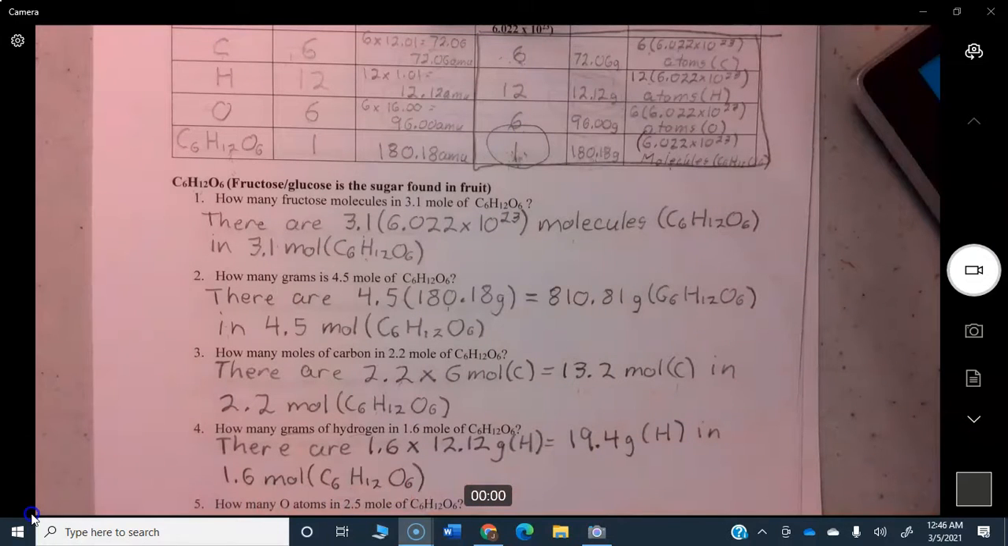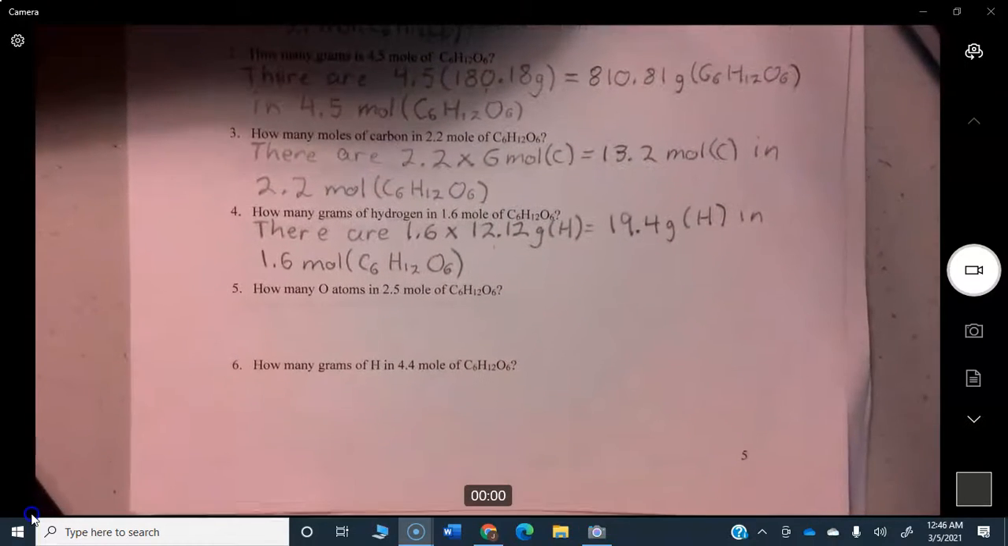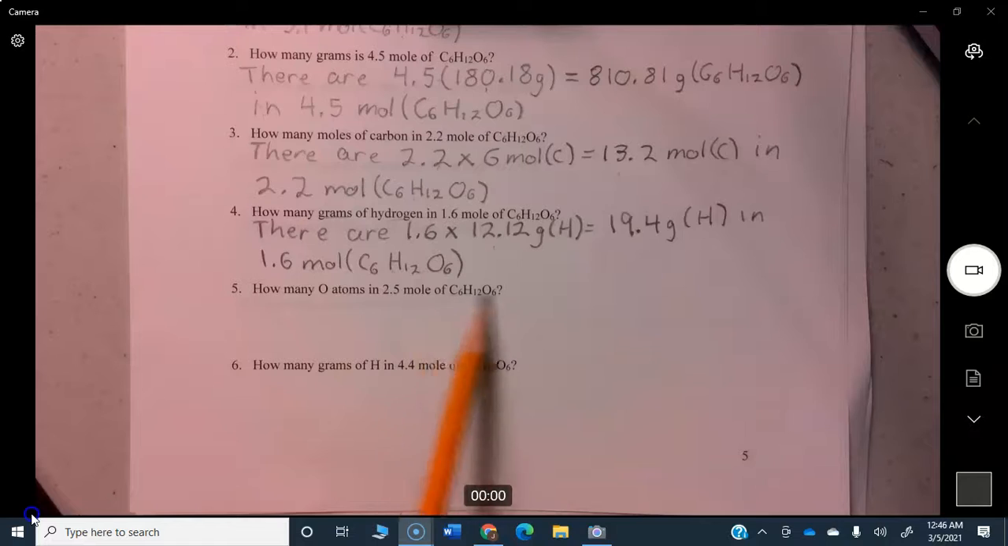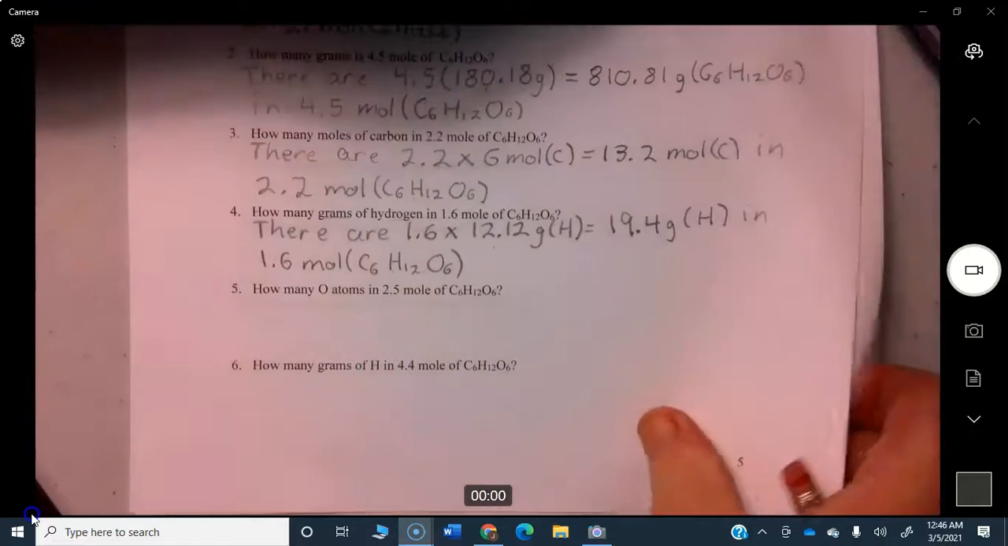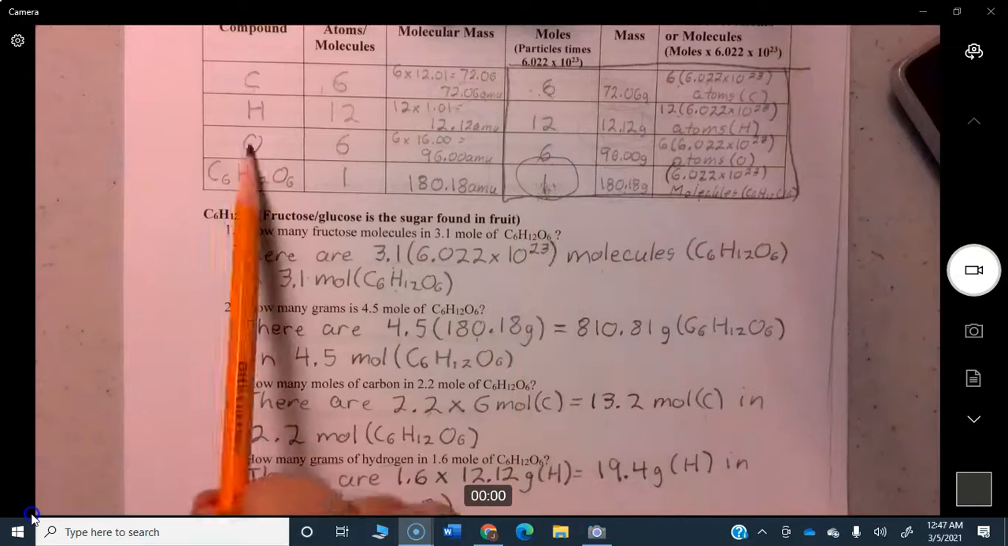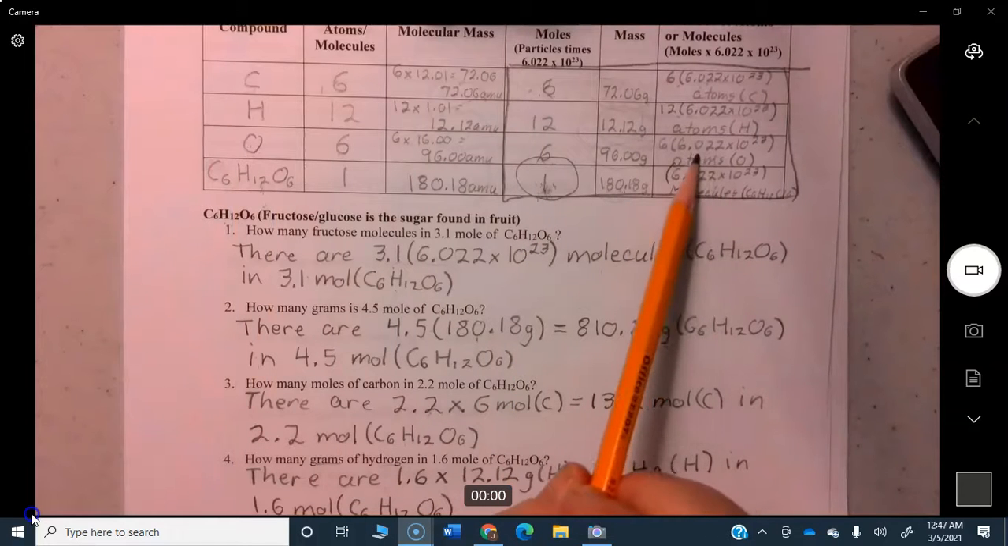All right, so there are 1.6 times 12.02, 1.6 times this number, grams of hydrogen, which is 19.4 grams of hydrogen in 1.6 moles of C6H12O6. Next question. How many oxygen atoms in 2.5 moles of C6H12O6? We'll come back. In 1 mole, we go to oxygen. This tells us how many oxygen atoms.